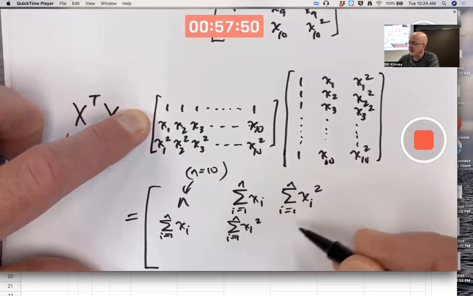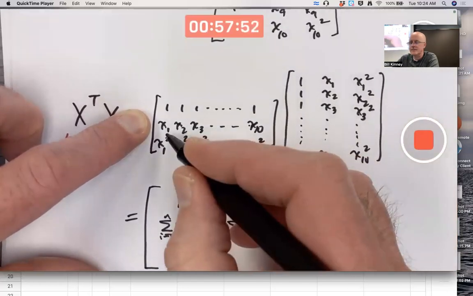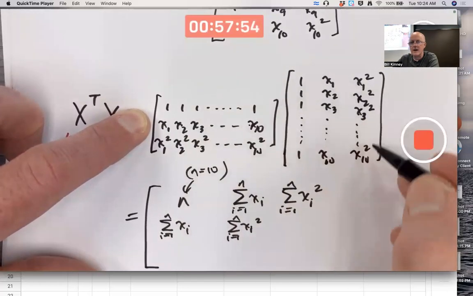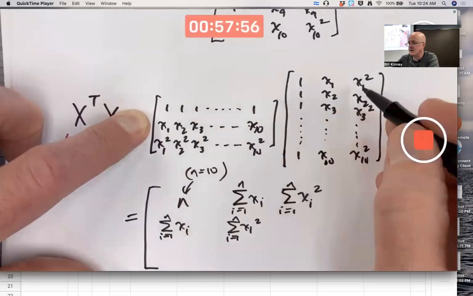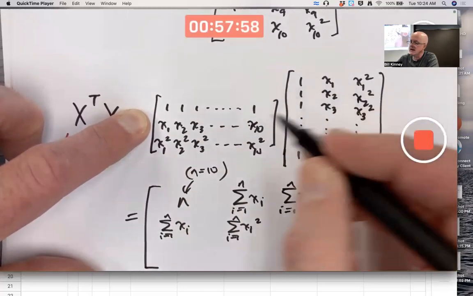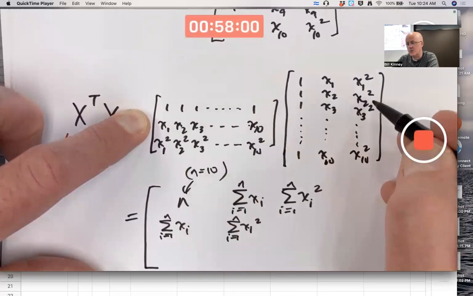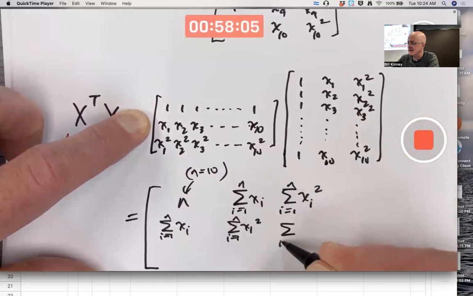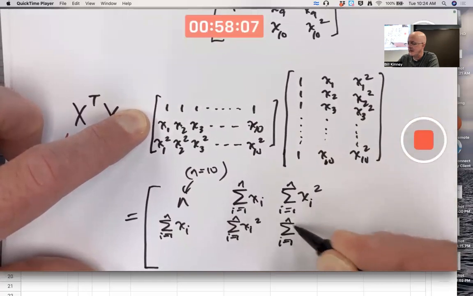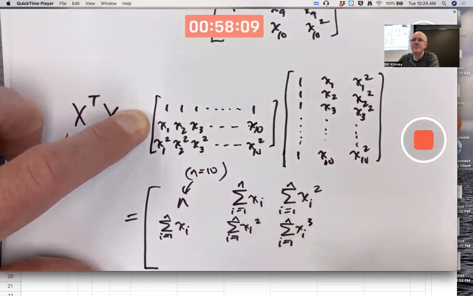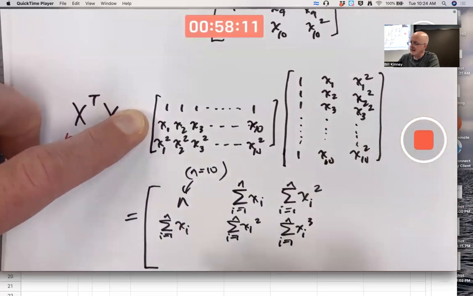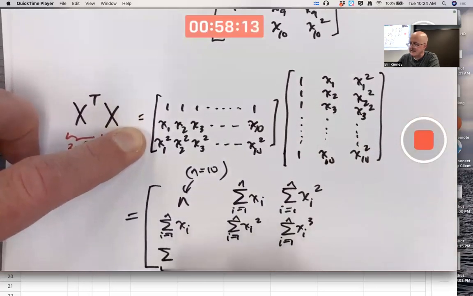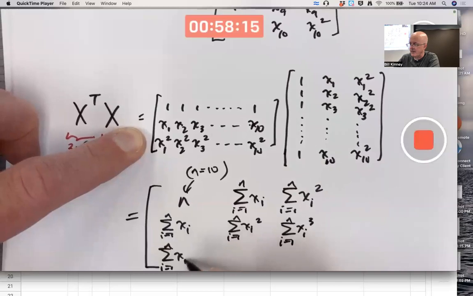For the third entry of the second row, take the second row with the third column. x1 times x1 squared is x1 cubed. x2 times x2 squared is x2 cubed. I'm adding up the cubed values of the x's. And the pattern continues. We get the exact same matrices as before.